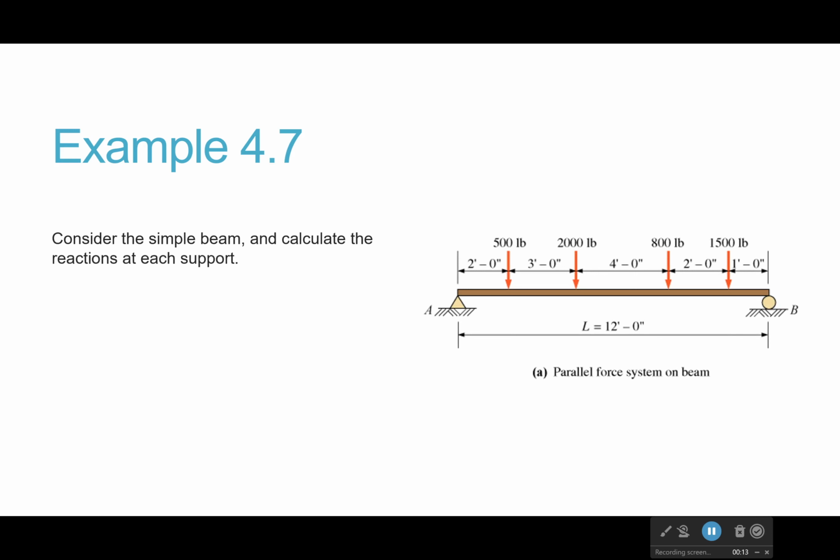Okay, a simple beam is a parallel force system, which is nice. That saves us from having to do all those components. You won't always get that, but at least you do today. And you see we have a pin support right here and a rolling support.